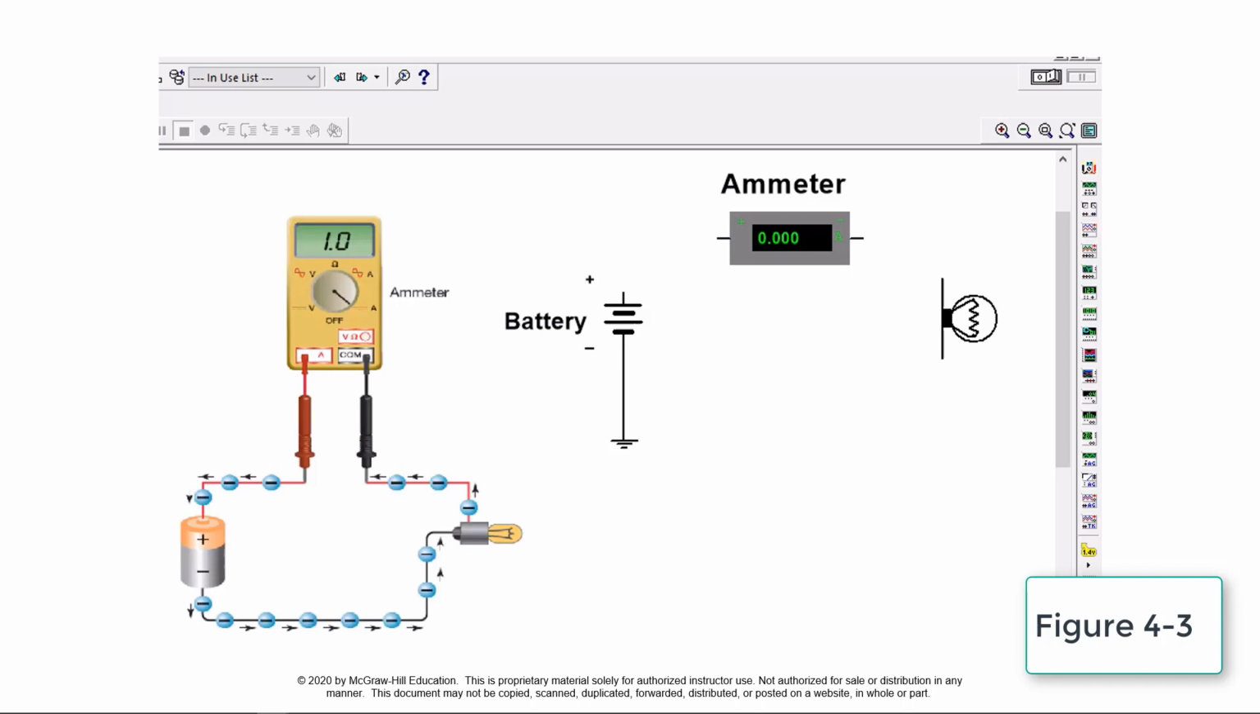This simulation demonstrates the proper connection of an ammeter into a circuit in order to measure the current flow. The ammeter must be inserted into the path of the current flow to measure current. To accomplish this, the ammeter is connected in series with the lamp. The series connection is completed by connecting each component end to end. When the simulation is turned on, a DC ammeter measurement of 1.0 amps is indicated.